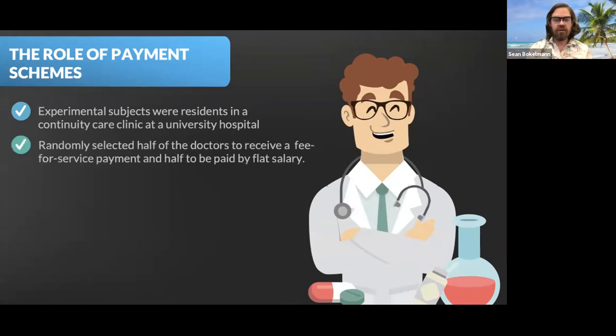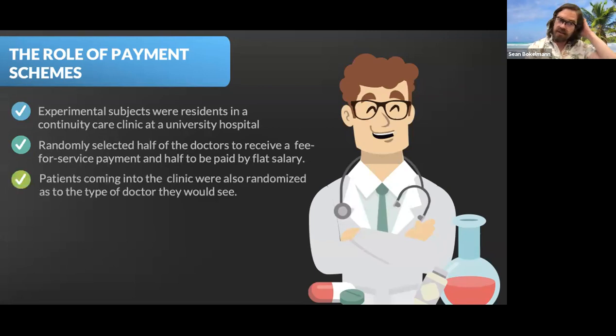And the random control part was that they randomly selected half the doctors to receive the fee for service payment, and the other half was paid a flat salary. So unfortunately, they didn't look at the hourly wage based payment setup, but they looked at the first and the last one. The patients that were coming into the clinic were also randomized as to which type of doctor they would see. And once they were assigned to a doctor, they were stuck with that doctor for the rest of the period. I guess unless the doctor was not available, in which case they were given a doctor with the same type of payment scheme.